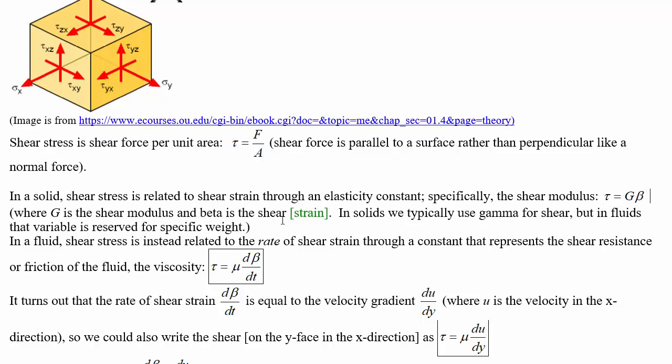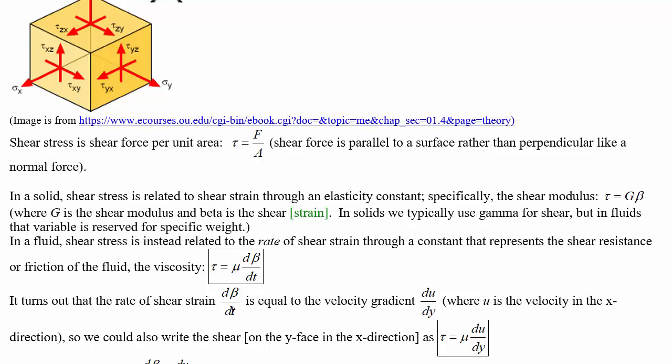For a liquid, that's not true anymore. If you apply a specific shear stress, it's not going to move to a certain strain and then stay there. No, it's going to keep straining forever. That's part of what makes it a liquid. And so we have this thing instead. Shear stress is related to the rate of shear strain through a constant that represents the shear resistance or friction of the fluid, which is the viscosity. So here's shear stress related to the rate of shear strain by the constant viscosity.